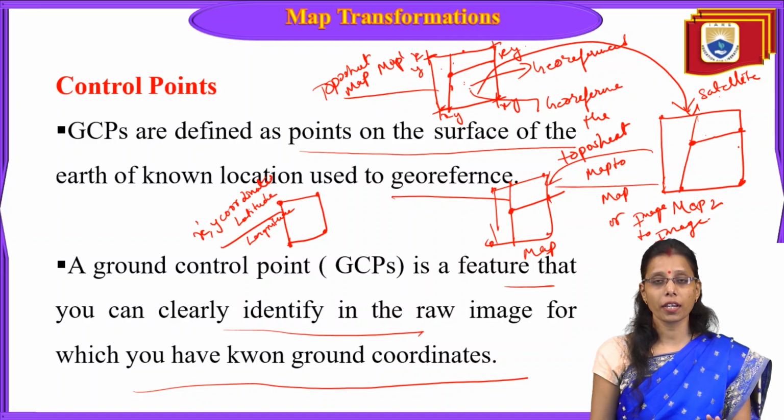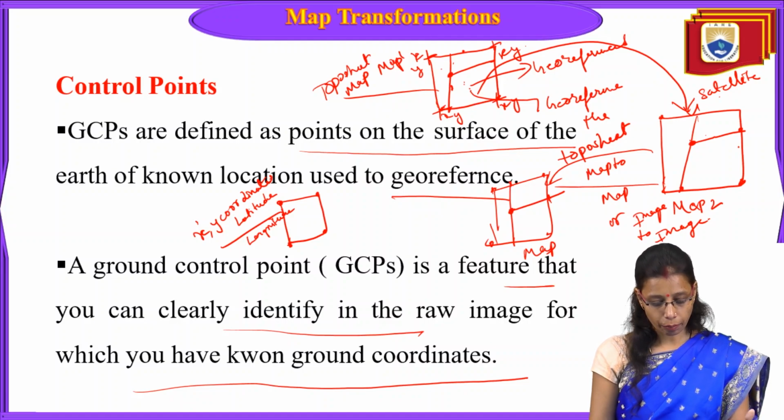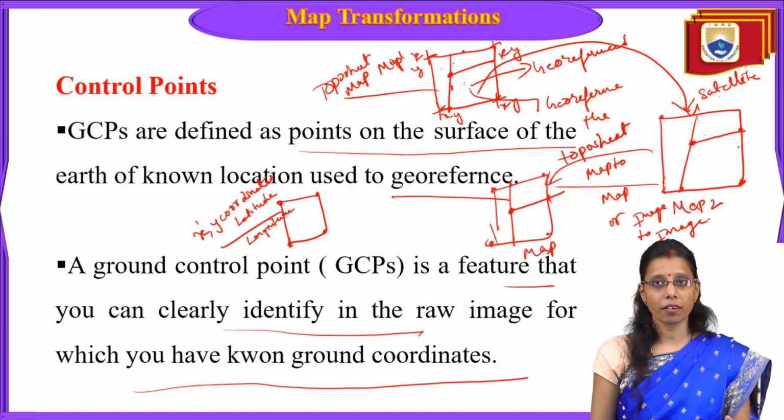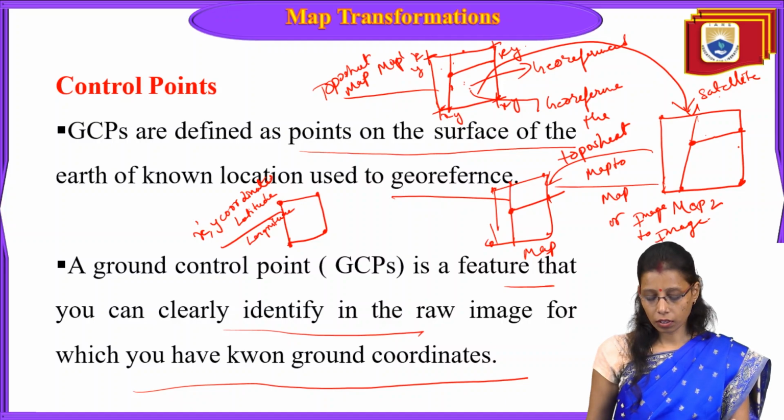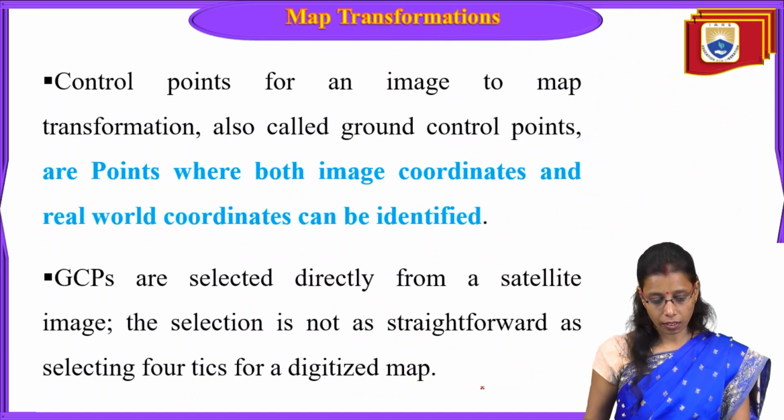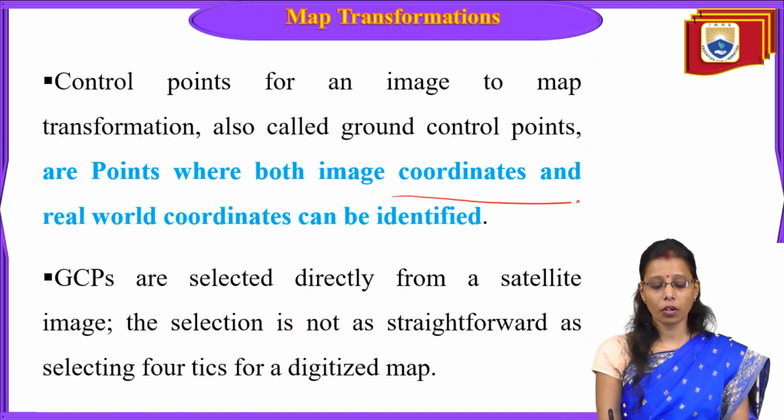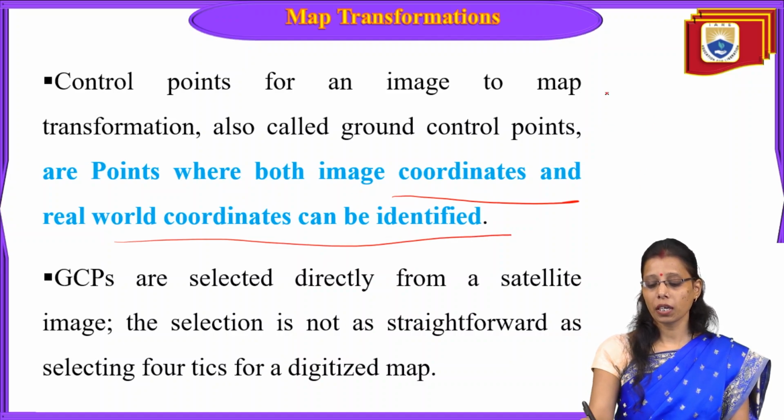We are assigning the location to the map feature to find the exact reference from the earth's surface. So a GCP is a feature that you can clearly identify in the raw image for which you can know the ground coordinates. Control points for an image to map transformation, also called ground control points, are the points where both image coordinates and real world coordinates can be identified. So GCPs are real world coordinates.